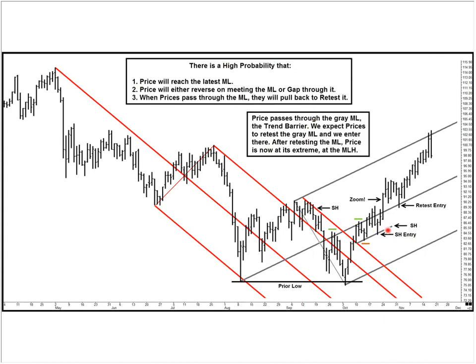You can see if you didn't enter here, it was pretty hard to get aboard. But I'll show you an alternate in a second. So let's take a look. There's a high probability that price will reach the latest median line. Price will either reverse on meeting the median line or gap through it. When price passes through a median line, price will pull back to retest it. And you can see price passes through the gray median line, the trend barrier. And we expect that price will retest the green median line, and we may enter there.